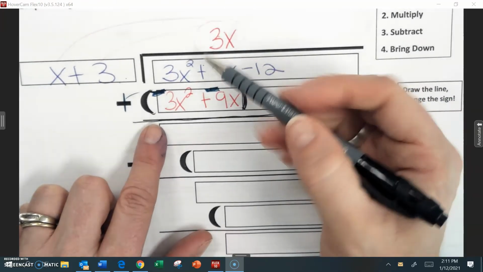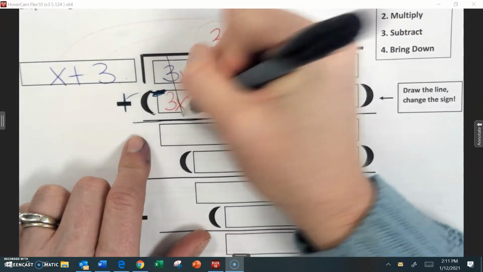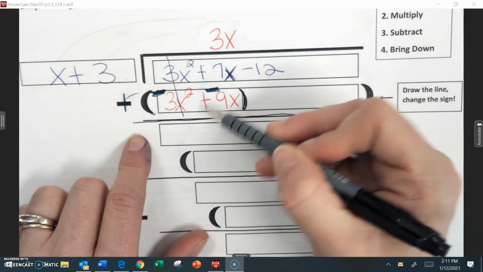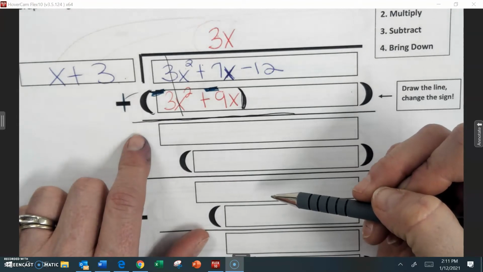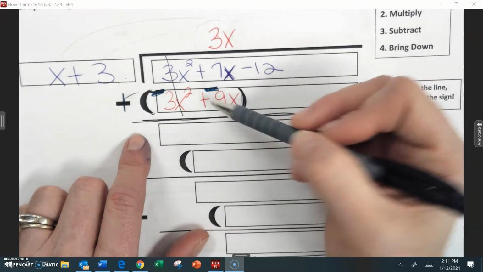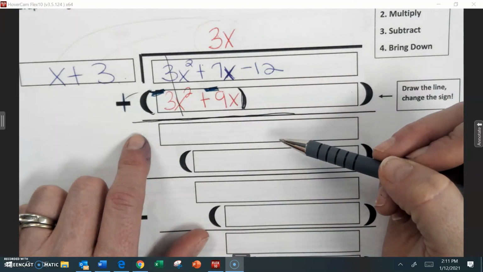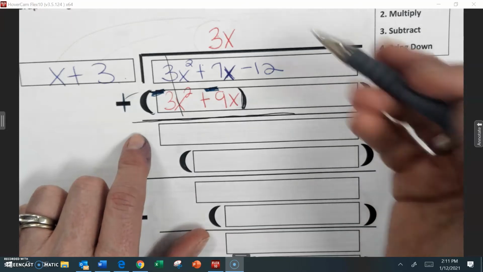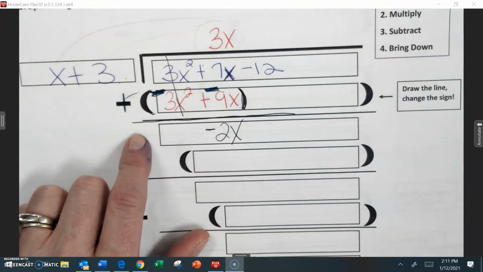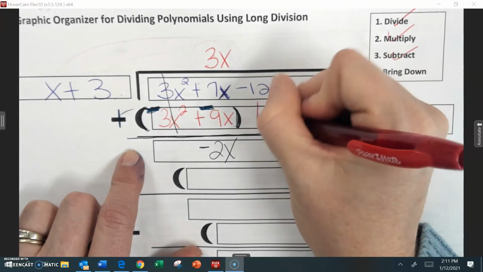So here we go. You ready? 3x squared minus 3x squared, gone. Should always happen. What's 7x plus negative 9x? You can use your calculator, but you've got to be able to do this. What's 7x plus negative 9x? Y'all, negative 2x. Come on. Negative 2x. So we multiplied. We just subtracted in our little chart here. Now it says bring down. Okay, we can do that.